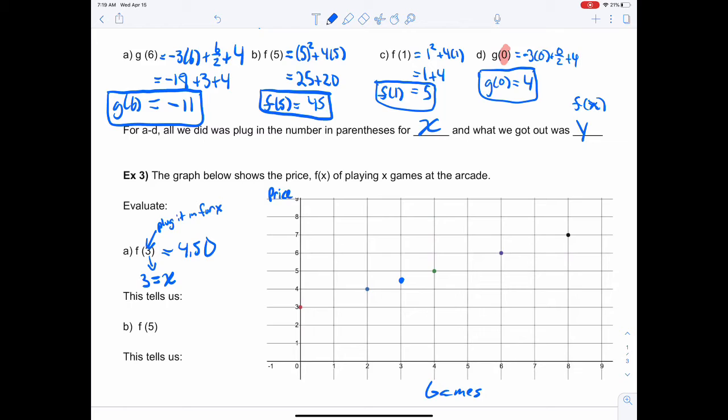All right. Next one, let's change this f of 5 to a f of 6. Hopefully it'll make more sense. So f of 6 means that the x equals 6.